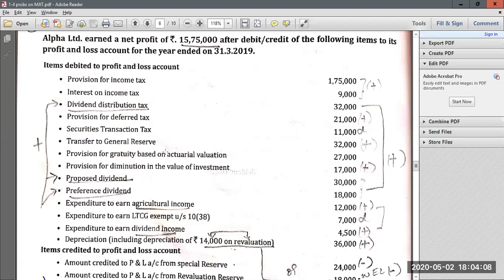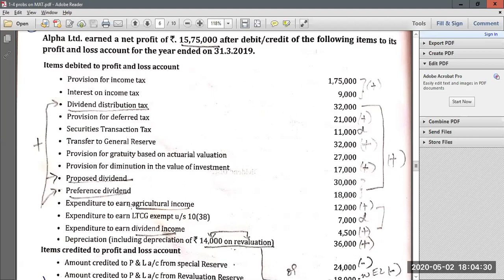Then provision for gratuity based on actual valuation. There is no need to do anything to this. Then provision for diminution in value of investment. Your investments are also your assets. So if there is any diminution in value of assets, such provision should be added back. So this provision for diminution in value of investment, 17,000, should also be added back.